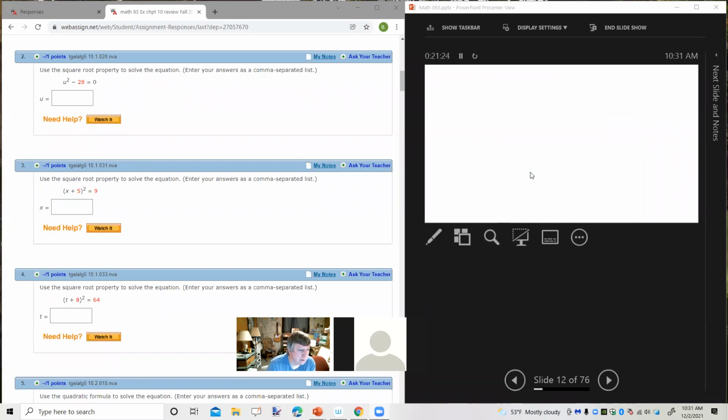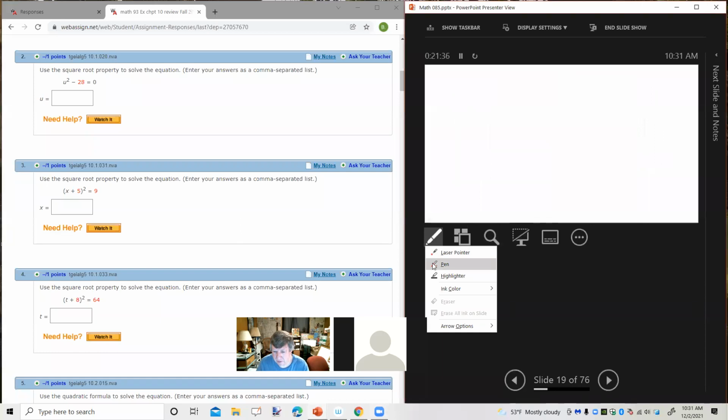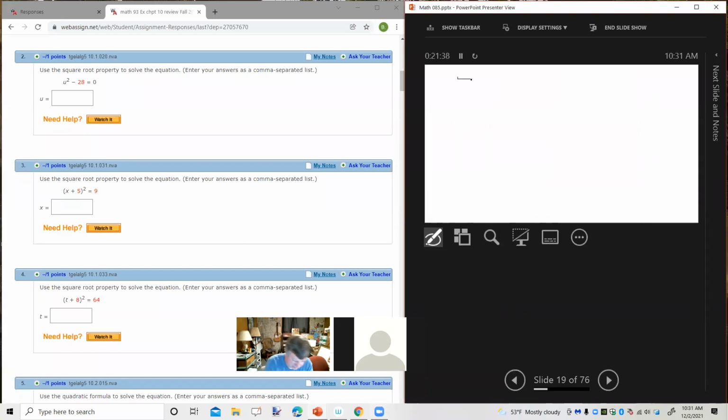So let's take a look over at some WebAssign problems I've got up there. We're going to take a look at number 2. This is from section 10.1, the square root property. It says use the square root property to solve the equation.